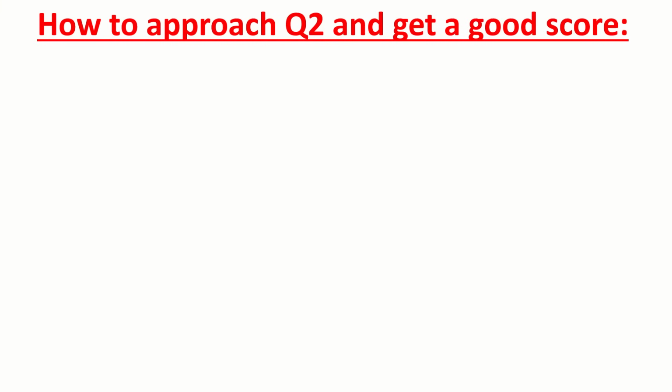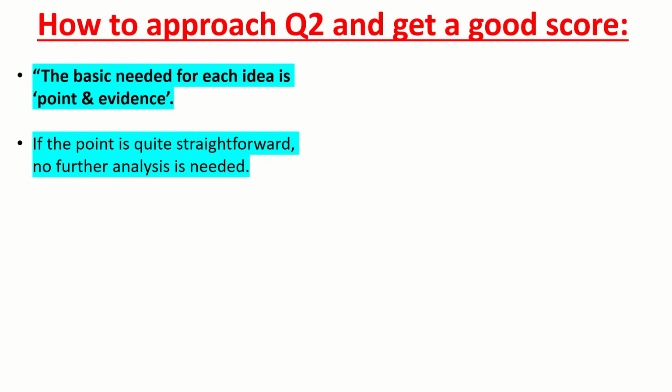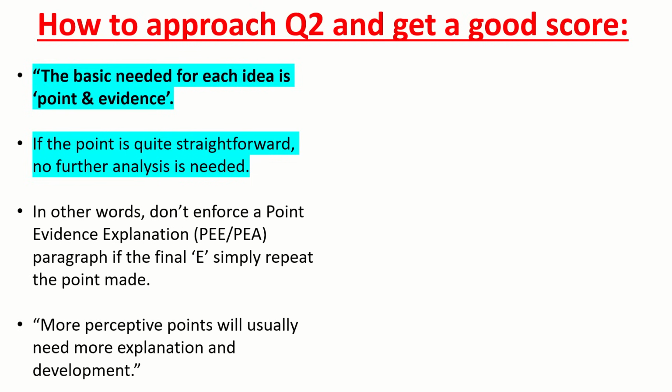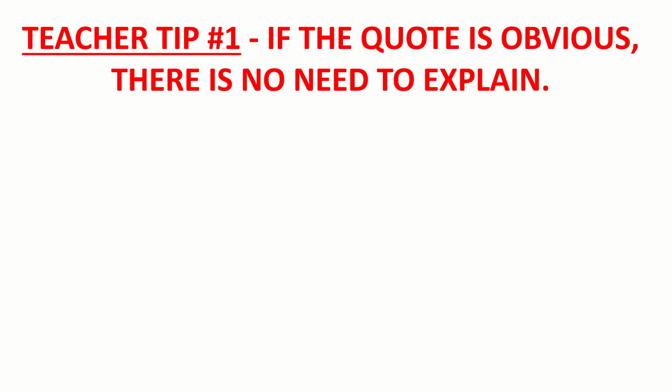So how to approach question 2 and get a good score? The exam board say the basic need for each idea is point and evidence. If the point is quite straightforward, no further analysis is needed. In other words, don't overdo it. If you're doing a PEE or PEA, you don't need to do the final part. So you don't need to do the explanation or analysis if the quote is straightforward. However, more perceptive points will usually need more explanation and development. So in other words, if the quote is obvious, don't explain it. If it's one where you need to explain, then do explain.